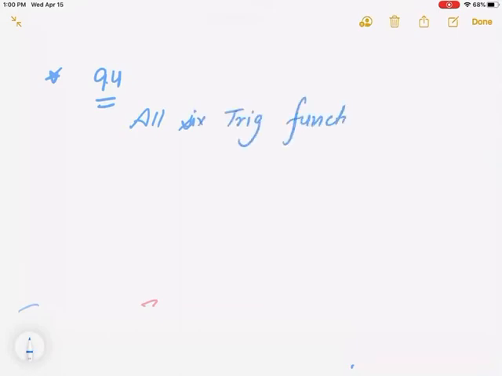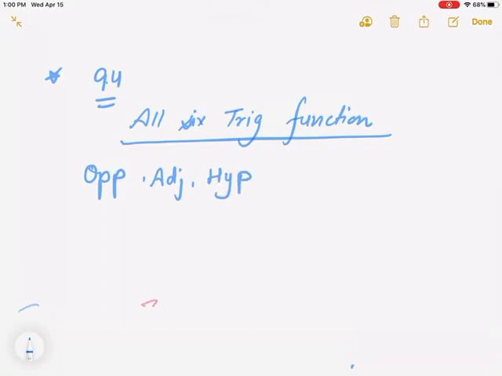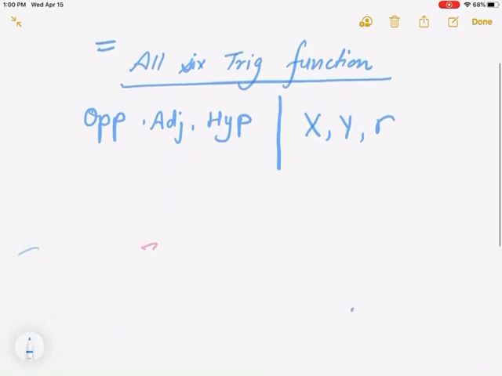As we talked about in the last video, we have 6 different functions. The first 3 are just normal functions, and the rest of the 3 functions are just reciprocals of the first 3 functions. So in order to write all 6 functions, which are sine, cosine, tangent, cotangent, secant, and cosecant, you mainly have to have 3 different things. If you have the opposite side, adjacent side, and hypotenuse of that triangle, you can write all 6 ratios with ease. Or if you have x, y, and r in that triangle, you can write all 6 ratios.